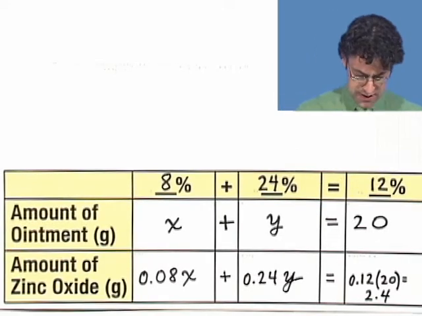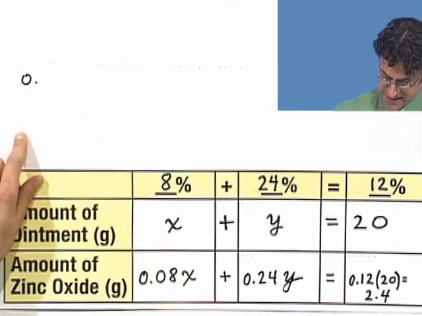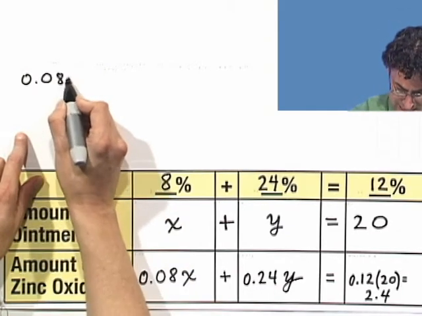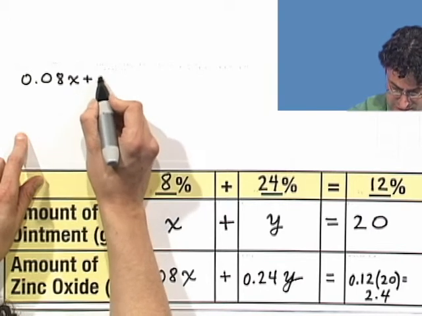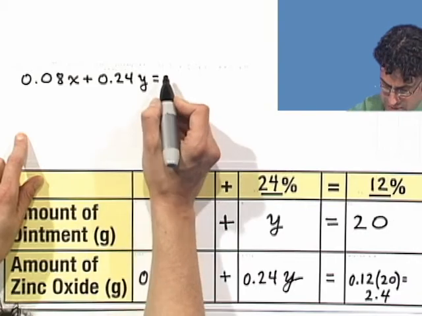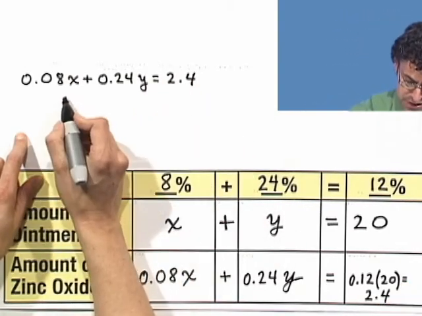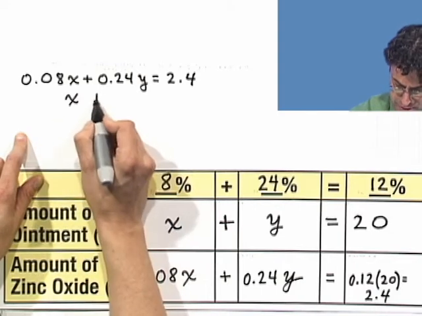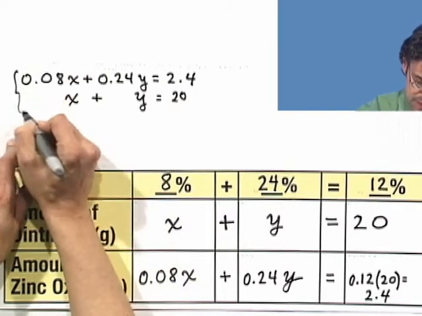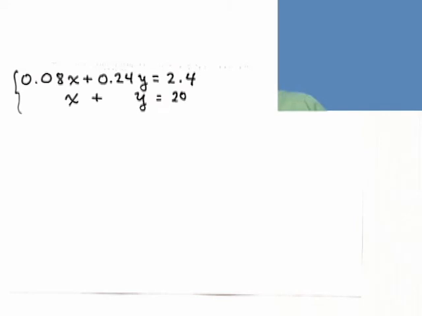So the first one is going to be 0.08x plus 0.24y equals 2.4. There's the second equation, and the first equation is simply x plus y equals 20. And that's my system. Wow. I think really that was the hardest part of this whole question, is just to produce the system.